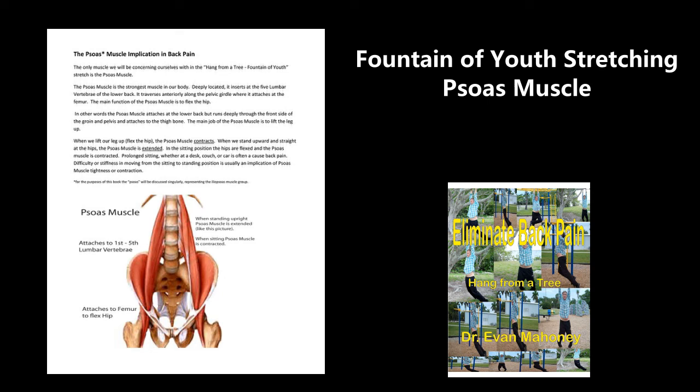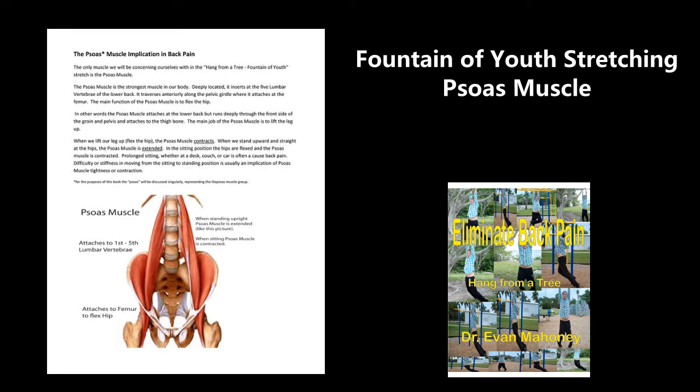The psoas muscle and the iliopsoas, we're just grouping everything together, attaches at the 1st through 5th lumbar vertebrae. When standing upright, the psoas muscle is extended, like in this picture. When sitting, the psoas muscle is contracted, attached to the femur to flex the hip. And then here are some pictures. The psoas muscle should always be suspected in back pain, especially when a patient tells me they get pain or stiffness from the sitting to standing position. Okay, that's going to raise your psoas muscle flag alert.